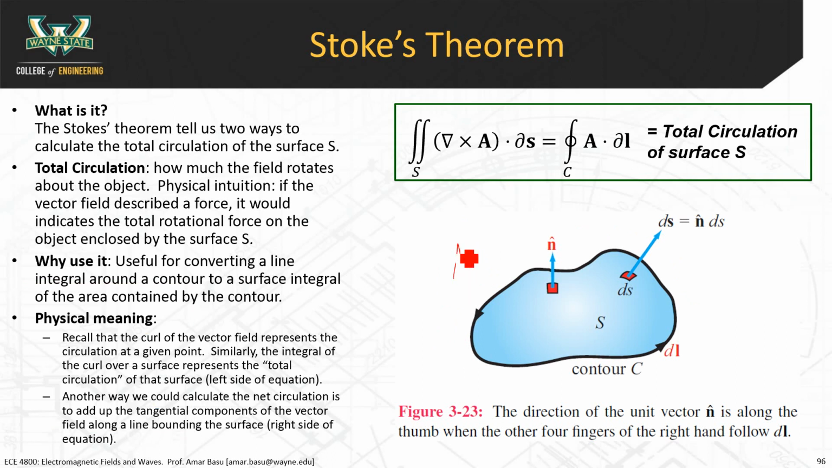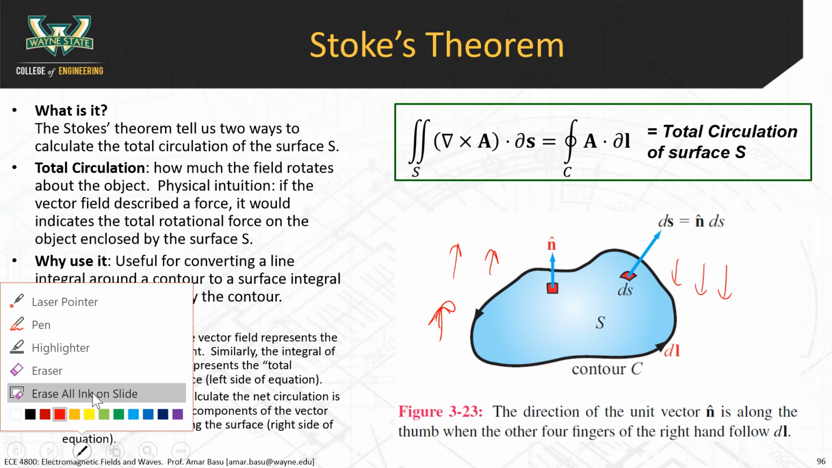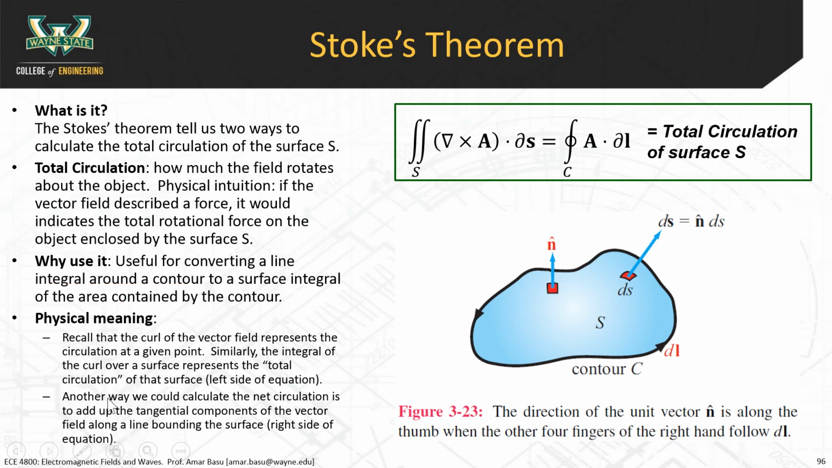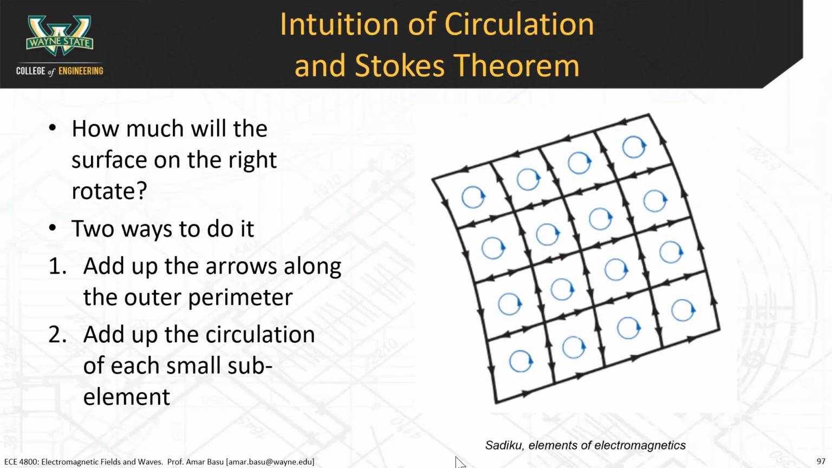So if our vector field looks something like this, where we had vectors pointed upwards on this side and vectors pointed downwards on this side, this is the opposite situation, where the object would actually rotate clockwise instead of counterclockwise. So this would have a negative circulation. All right? So that's the physical meaning of what the circulation is and how Stokes' theorem can then be used to calculate it. So here's the intuition of circulation in the Stokes theorem.